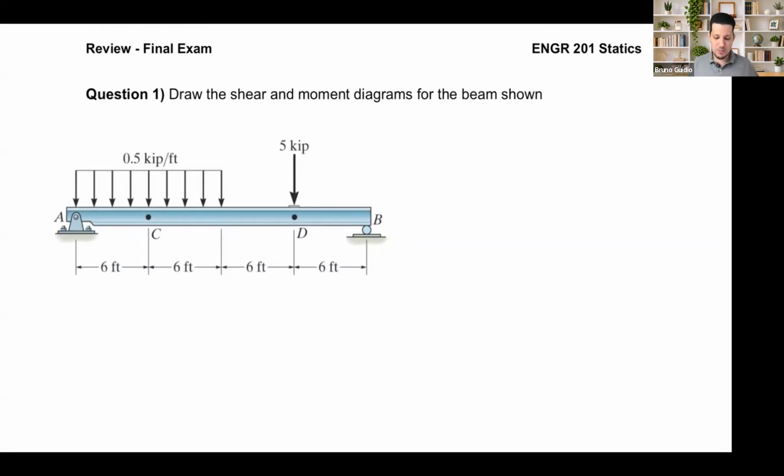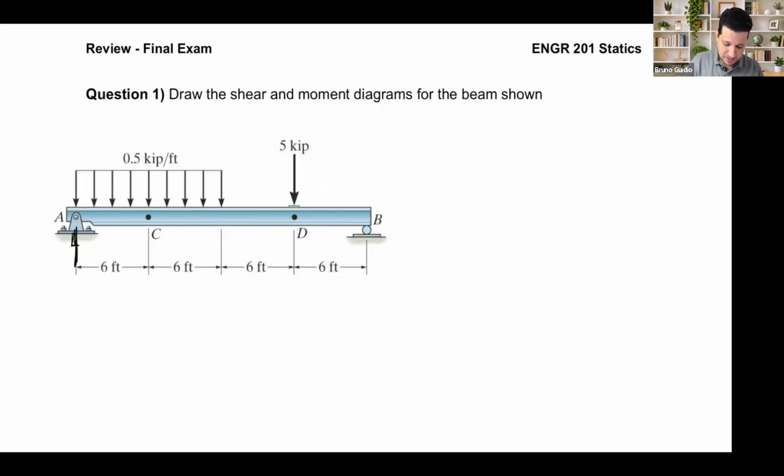Starting by drawing the shear moment diagram for this beam. We have a simply supported beam, A and B here. We have this distributed force and a concentrated force. Although we have this point C right there, we're not going to use this exactly. Ordinate is going to be the location for the equivalent load. And we have point D here for this concentrated force.